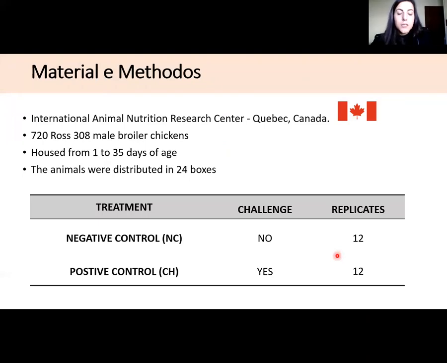This study was performed in Canada, using 720 male broiler chickens, housed from 1 to 35 days of age, and the animals were distributed in 24 boxes, 12 boxes for each one of the treatments. The treatments were divided into challenge with anemia and no challenge, without any challenge or product.